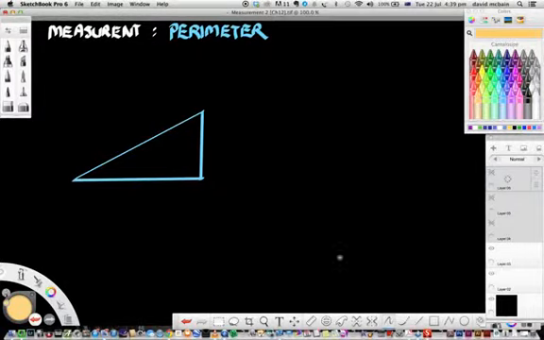some numbers here. So let's say that this is, let me see, we'll make this 30 centimeters, and this is 20 centimeters. And this is 42 centimeters.